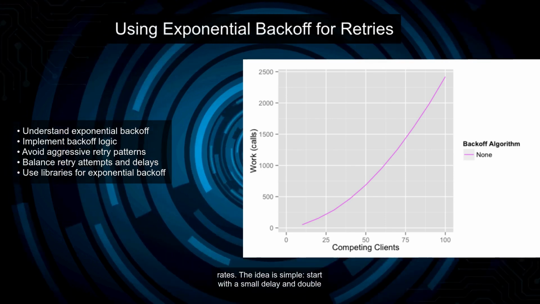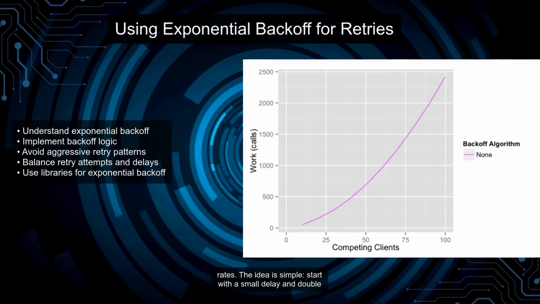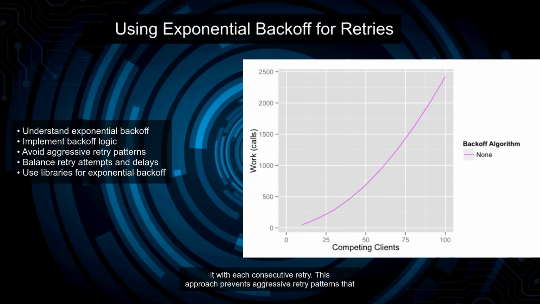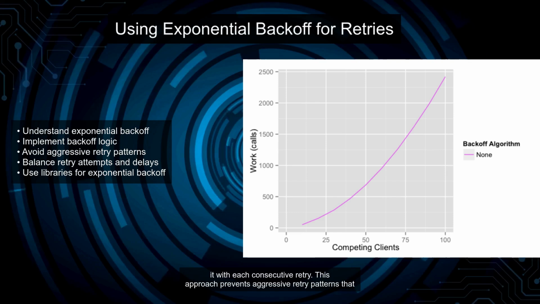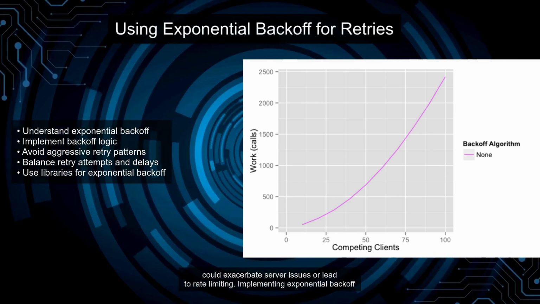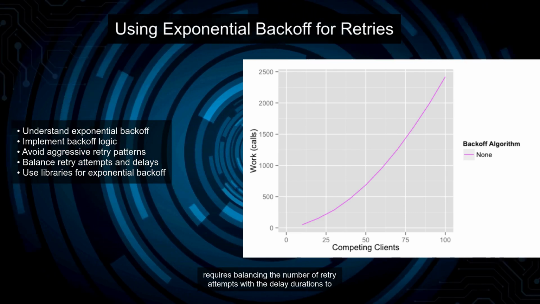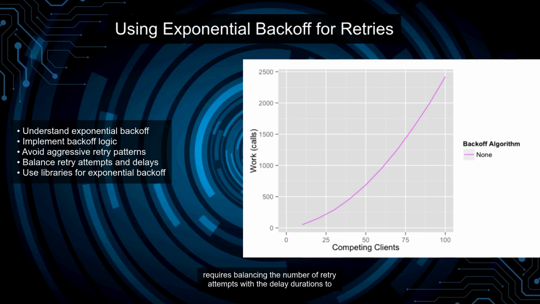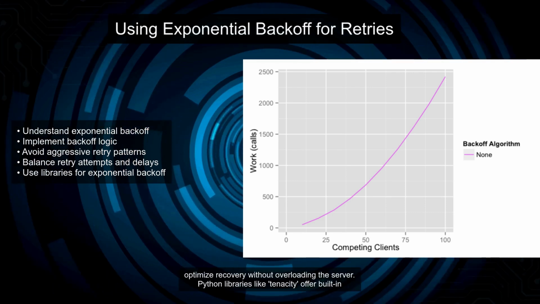The idea is simple: start with a small delay and double it with each consecutive retry. This approach prevents aggressive retry patterns that could exacerbate server issues or lead to rate limiting. Implementing exponential backoff requires balancing the number of retry attempts with the delay durations to optimize recovery without overloading the server.